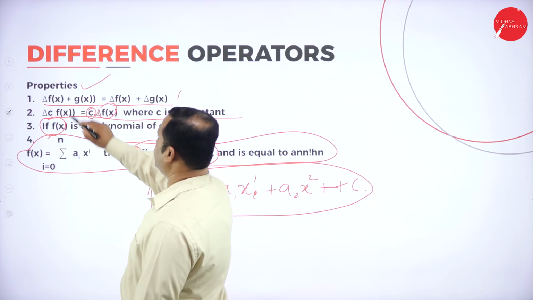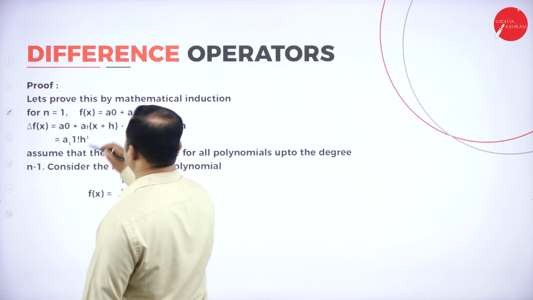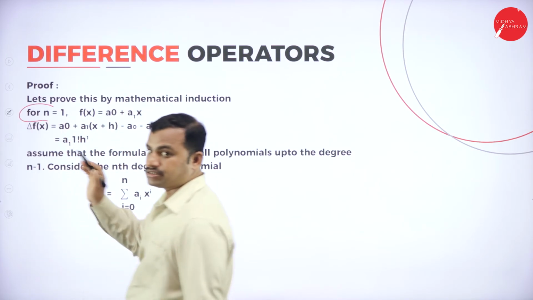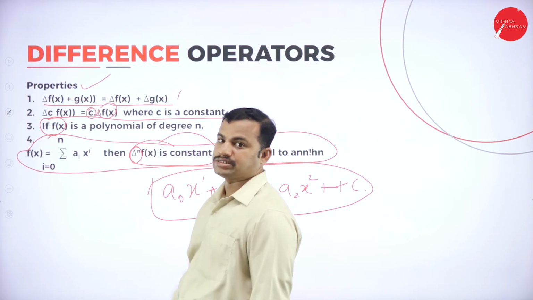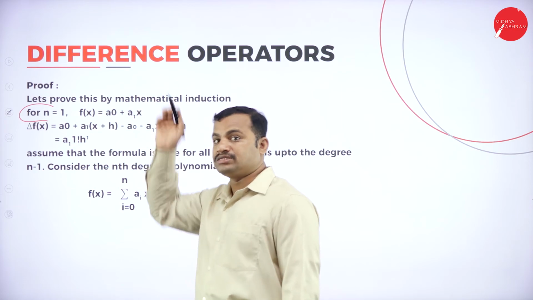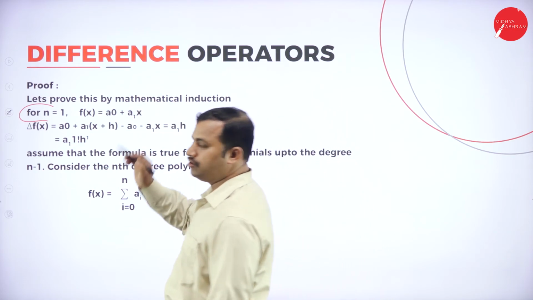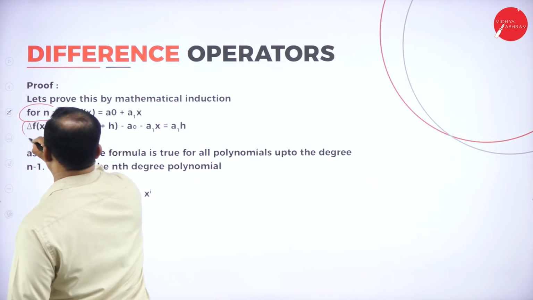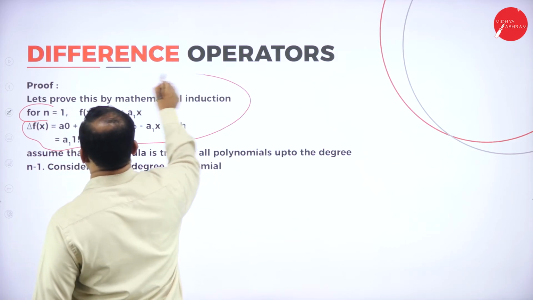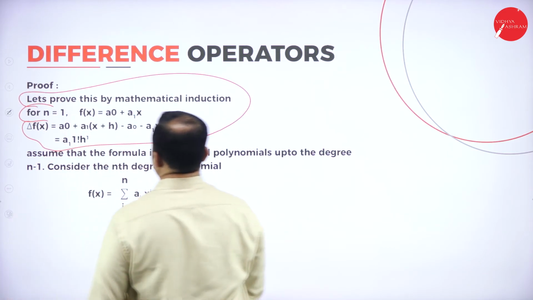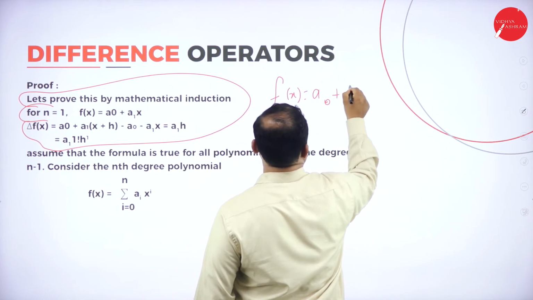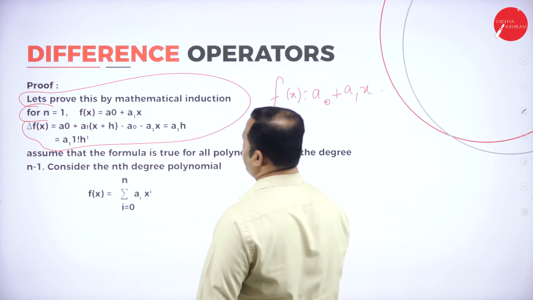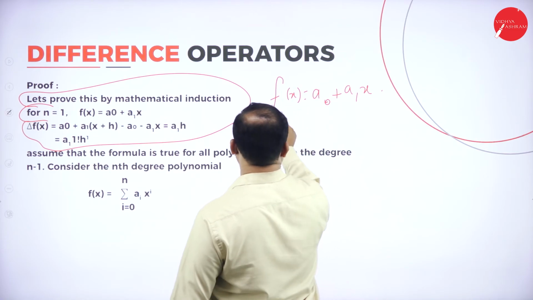Proof of the first property, that is this property given here. This is not in your syllabus, that is, these properties are not there in your syllabus. Other things are there. So let me anyhow explain this to you. That is f of x equal to a0 plus a1 x. We have delta f of x. What is delta f of x?